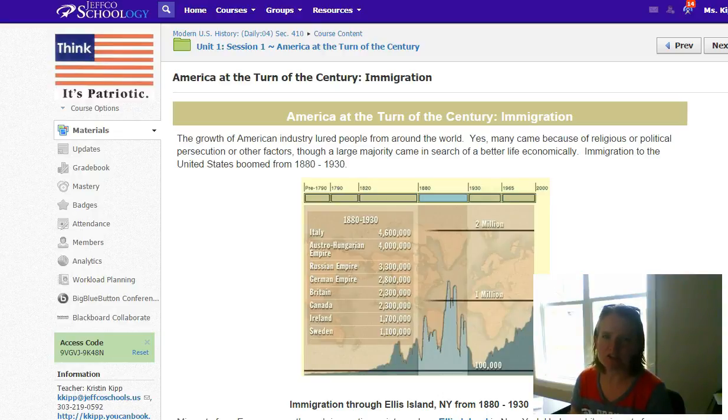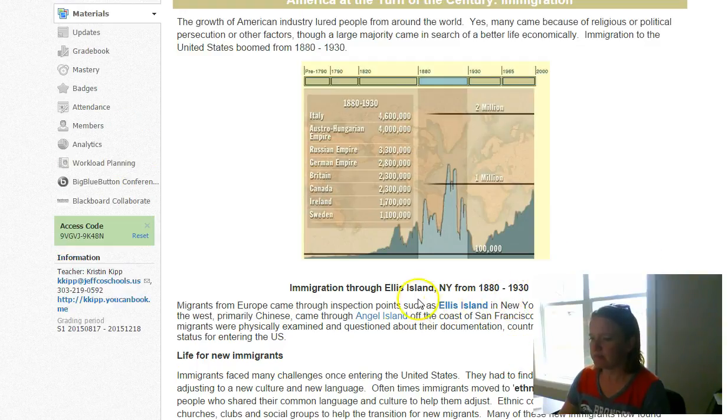Everyone. So as I was looking through the reading on this page, I thought these graphs that are on here might be a little bit confusing and that you may just skip right over them, and I don't want you to miss the significance of them because they're really, really important. At the top of this page, there's this graph about immigration through Ellis Island, New York from 1880 to 1930.